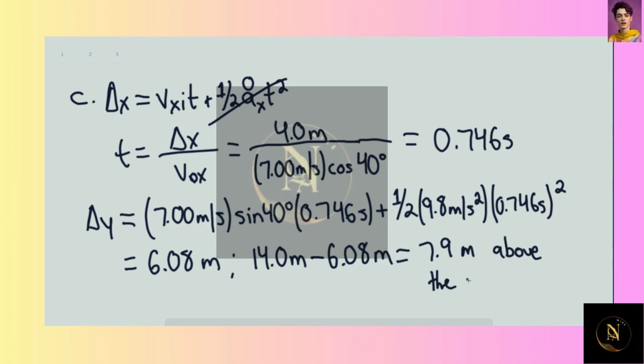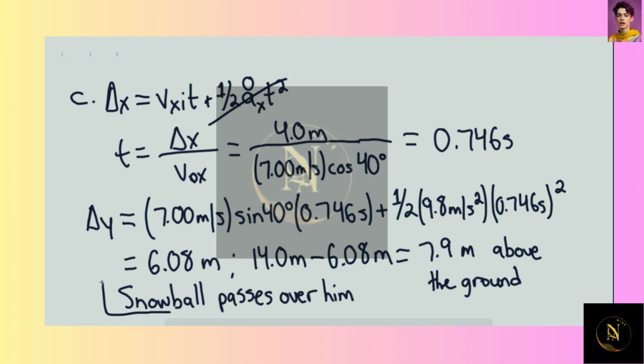Now, the man is only 1.9 meters tall, and the snowball is 7.9 meters above the ground. So we can say that here, the snowball passes over him. This would be our final answer for part C.